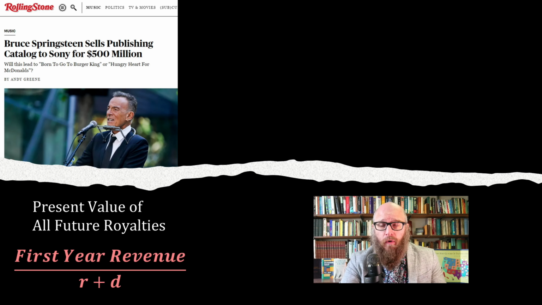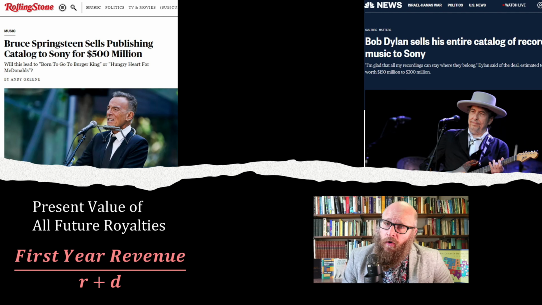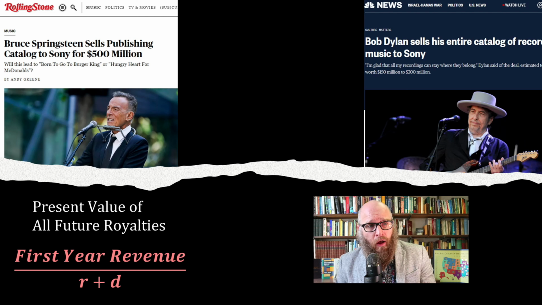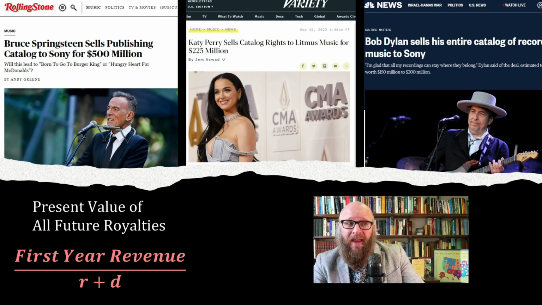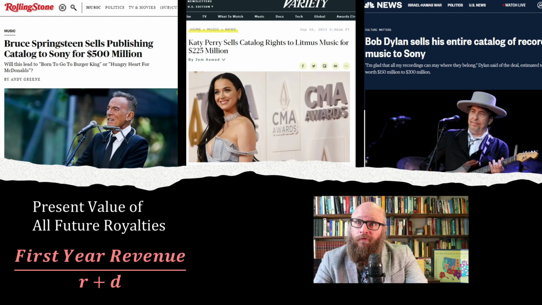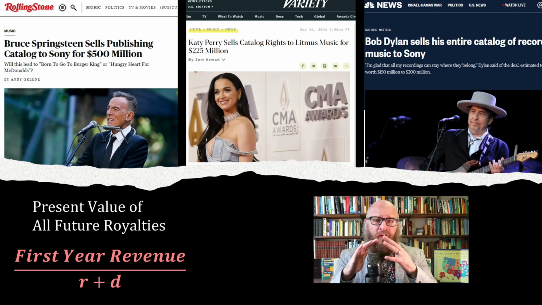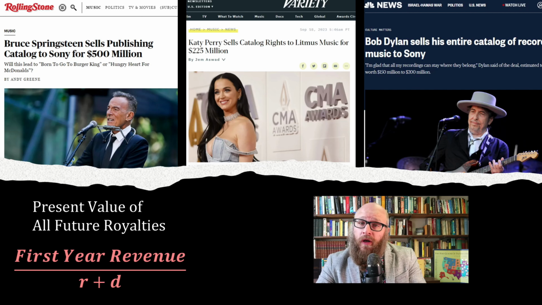And it's not just Star Wars. A legendary musician, Bruce Springsteen, sold his publishing catalog to Sony for $500 million. Literature Nobel laureate Bob Dylan sold his entire catalog for between $150 and $200 million. And it's not just legacy acts. Katy Perry recently sold her catalog for over $200 million. The calculations everybody's keeping in mind are the next year's revenue divided by the sum of their opportunity cost interest rate plus the depreciation rate. These formulas are worth knowing. They help allocate trillions of dollars of long-run assets and investment across the globe.